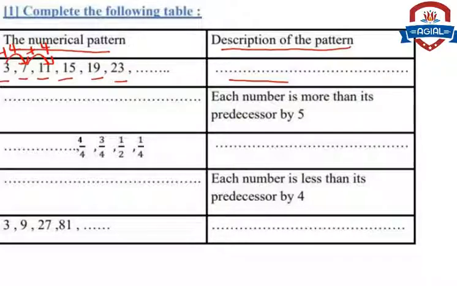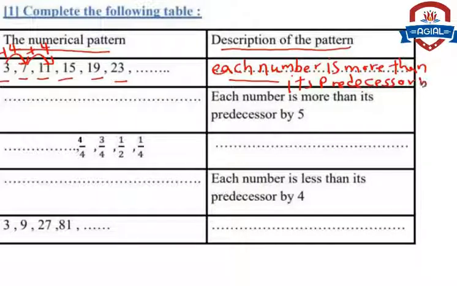So the description of this pattern is: each number is more than its predecessor by 4. And we have here a space for a numerical pattern, and the description of the pattern is: each number is more than its predecessor by 5.